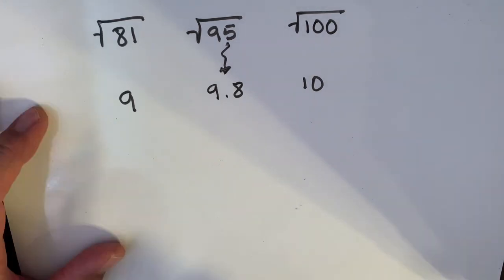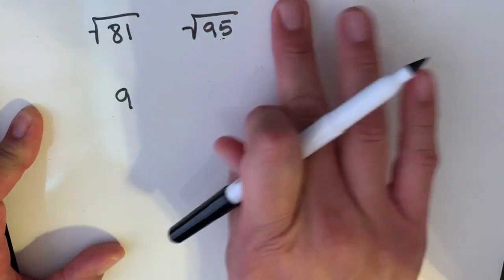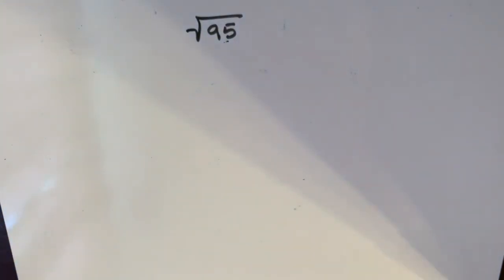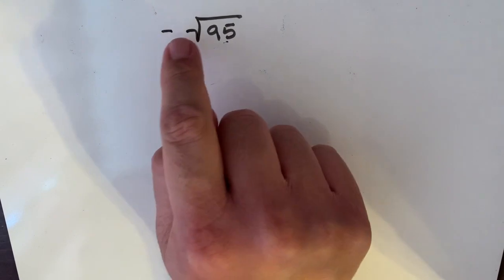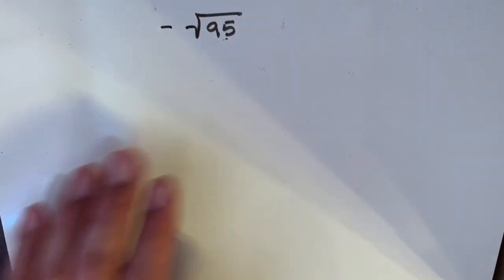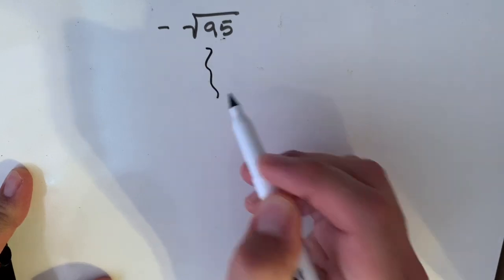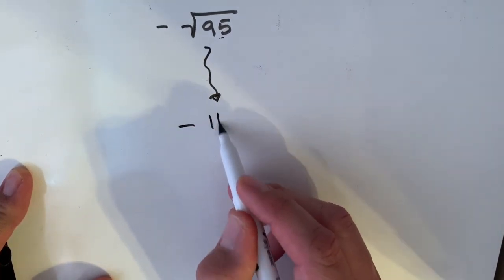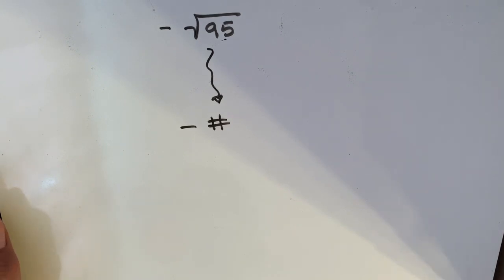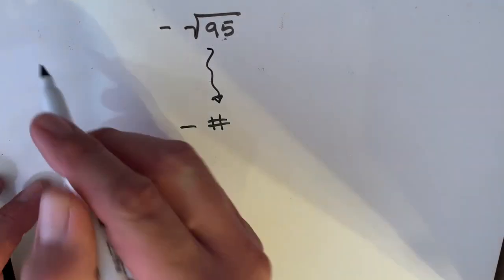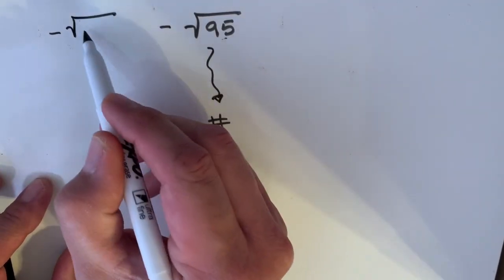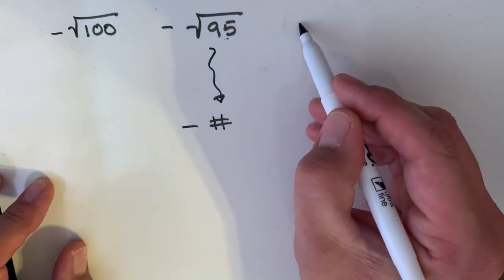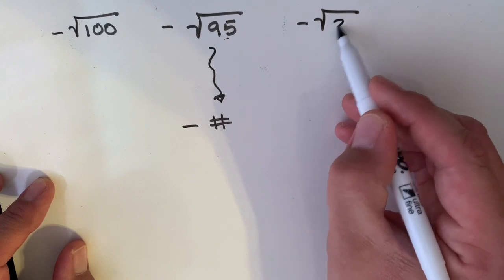But what happens, right, if we change this particular problem to, instead of estimating the square root of 95, what happens if I put a negative outside, like this? Once I put a negative out here, that means that my square root is going to end up being a negative number. So this is going to be some sort of negative number, right? So I'm still going to be working with 81 and 100, except this time I'm going to go with the negative square root of 100 and the negative square root of 81.